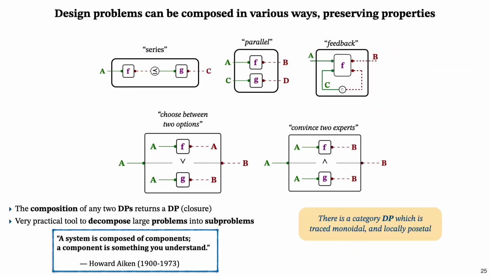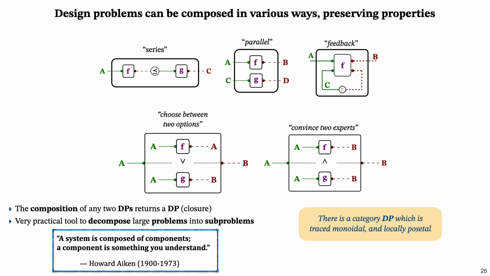And the reason why I like it is that this not only makes sense for components in isolation, but you can compose these components in various ways. You can put them in series, essentially saying that the functionality provided by a component is required by another one. You can put them in parallel, essentially saying there are two processes that don't interact. You can have a feedback operator. You can be choosing between two options or trying to convince two experts. And at the end of the day, whatever you do results again in something with the same properties, in a design problem. So you can draw a box around any composition.